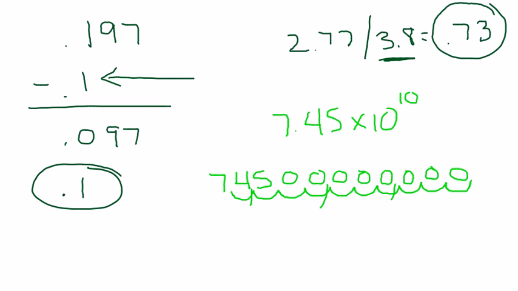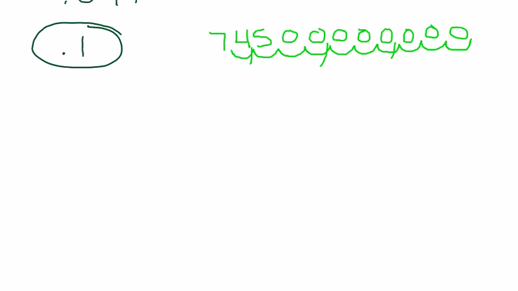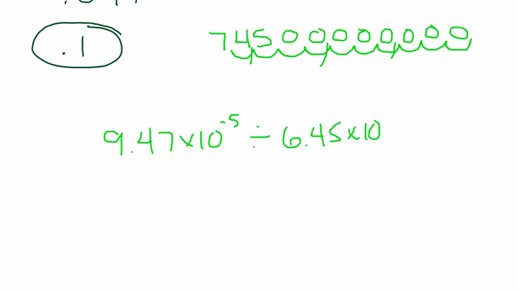I'll go ahead and do one here on number 8, and then I'll leave you to do number 9 by yourself. With number 8, I'll go ahead and do B. 9.47 times 10 to the negative 5th divided by 6.45 times 10 to the negative 8th.